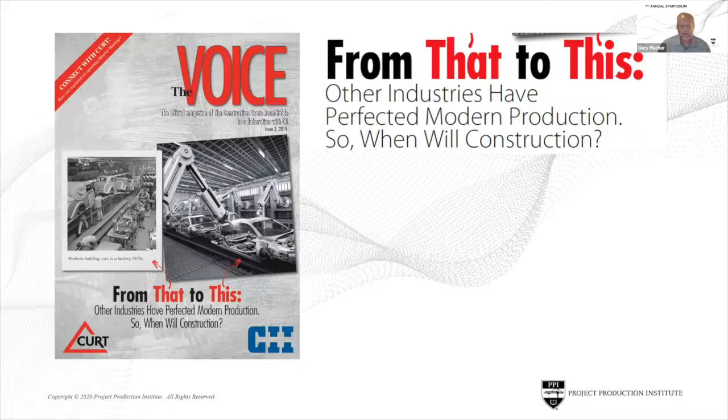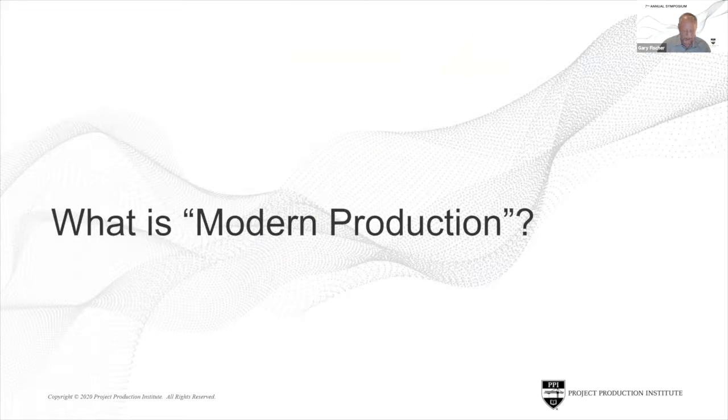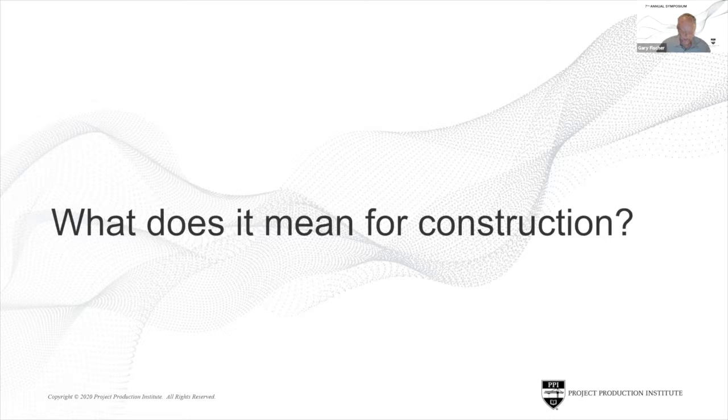So last year, the Construction User Roundtable put out an article asking, is construction ever going to get with it? Are we ever going to have modern production in construction? But that begs the question, what the heck is modern production? Is it the movement of work off-site? Is it moving it near or far? Is it standardization of designs? And what does it really mean for construction? Is it modularization? And by construction, I mean everything, the whole process of designing and building capital projects.